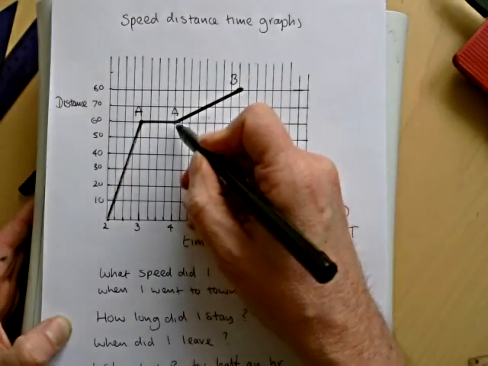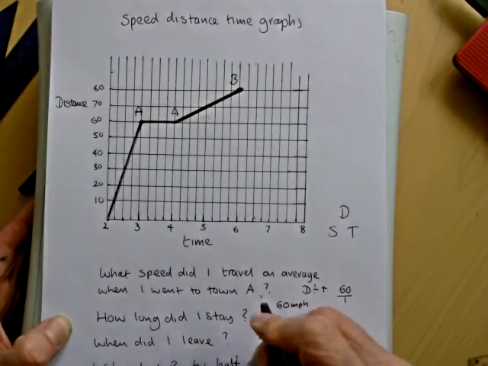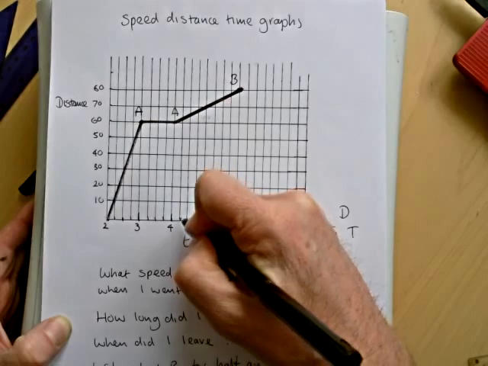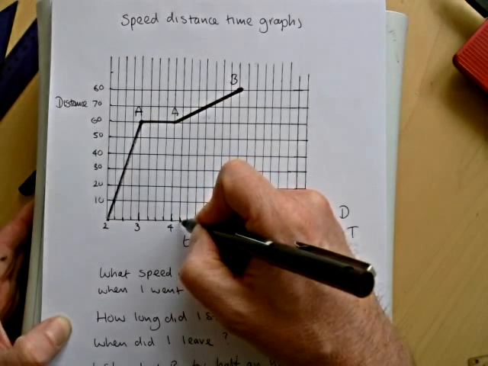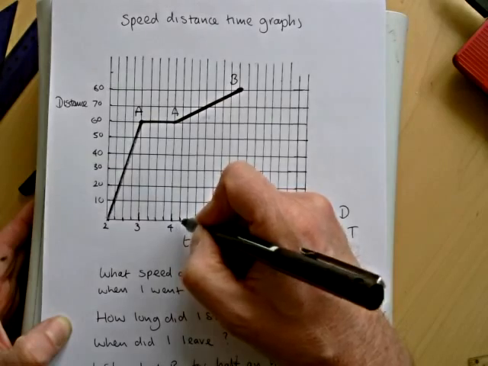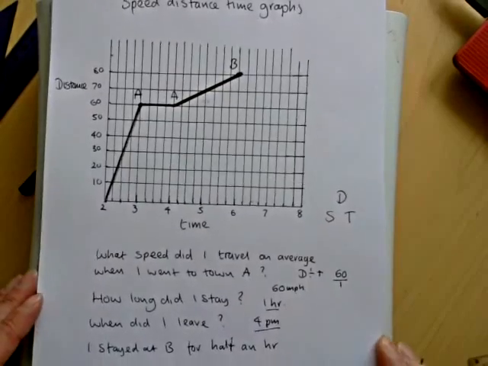So when did I leave? We'll come down and read off. Again, that's quite easy to see that it's 4 p.m. Had the line come down, say, there, you'd have to realise that there's 4 divisions in an hour. That would have been 4:15 if it were there. But in my example here, 4 o'clock is the right answer.